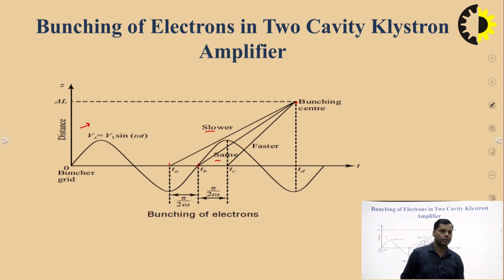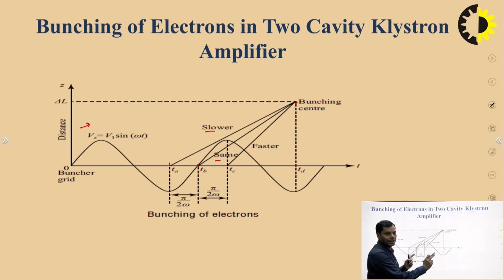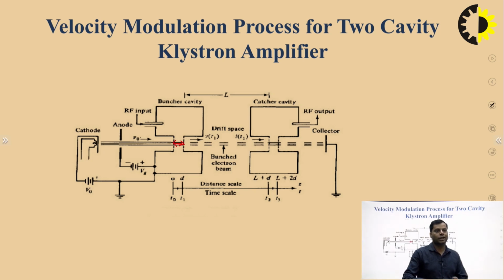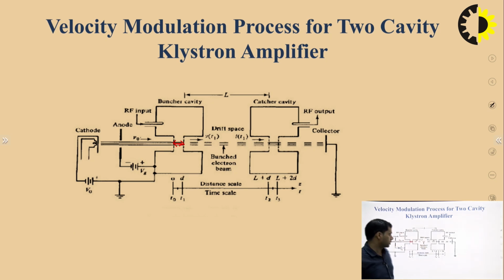What is happening in the duration is that in gap A, all the things happen with these three electrons, early, reference and late. Their velocities get changed. Now we will see in this lecture how the velocity modulation takes place. Here I have written the velocity modulation process for the two cavity klystron amplifier.